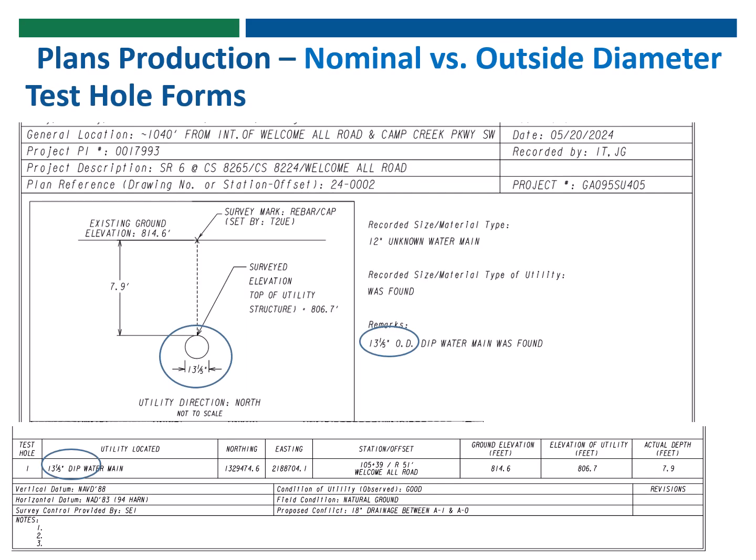For water lines, in this example they were looking for 12-inch unknown water main, but what they found when they measured the outside diameter was a 13 1/5 inch DIP water main. So the outside diameter is what is recorded on the test hole form.